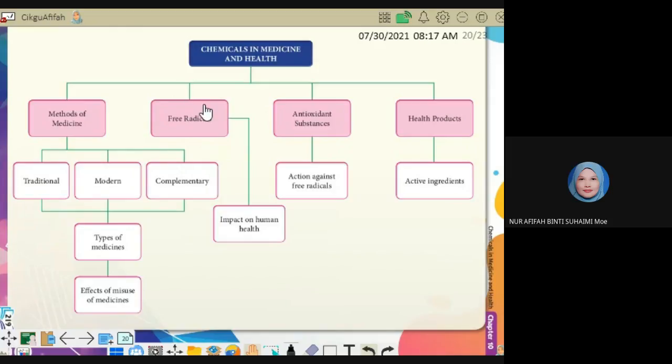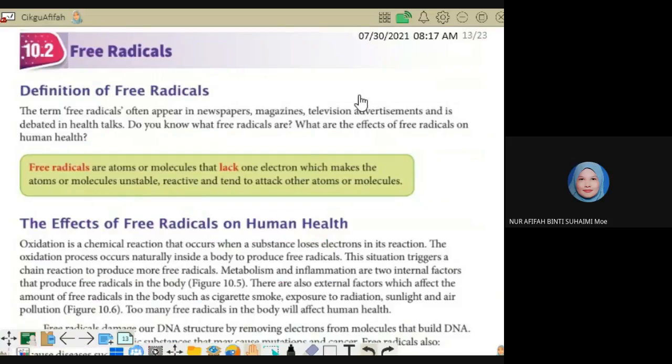So what is actually free radical? Free radicals are atoms or molecules that lack one electron. Unstable atom or electron. Tengok nota lah, the text. Okay, 10.2 free radical, radical bebas.